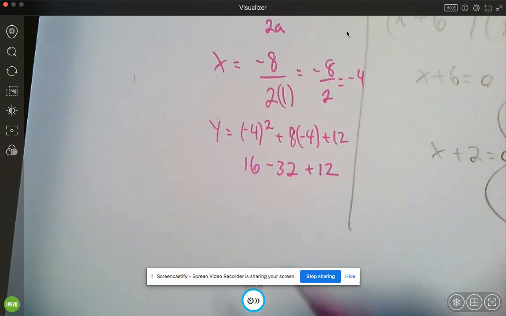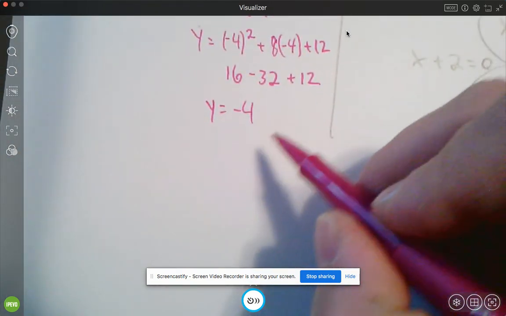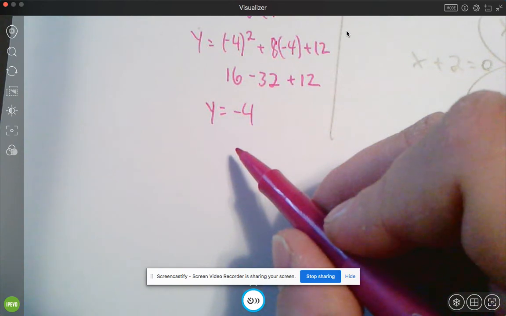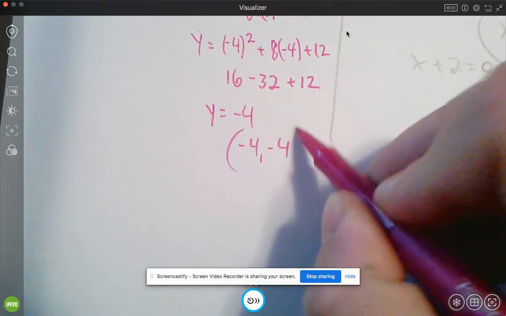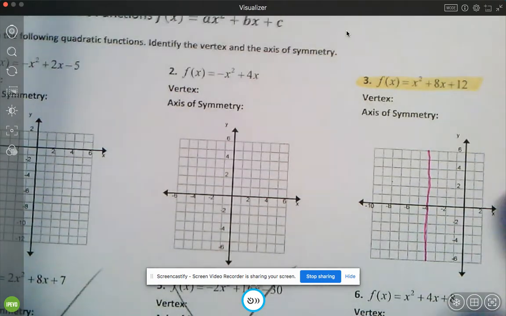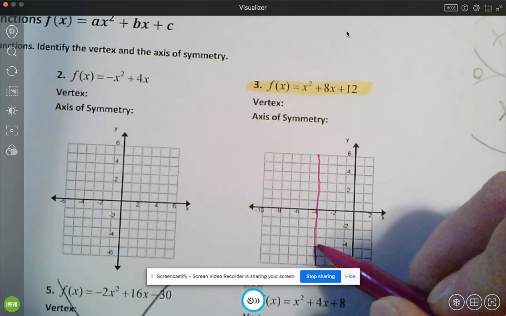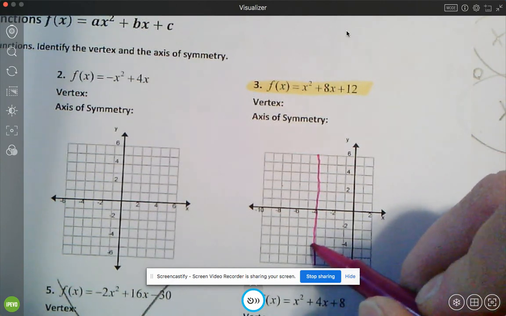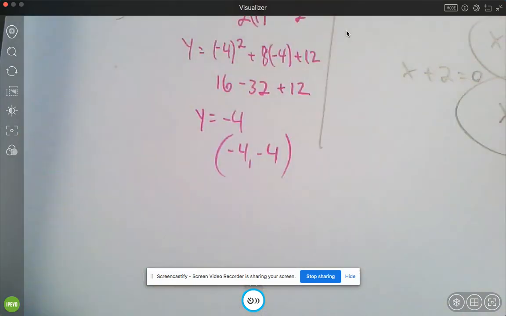Yeah, it's -4. That's what I thought. So my coordinate now for my vertex is (-4, -4). So now I'll go over here and put a dot at (-4, -4). I know it's facing up because that's +1.